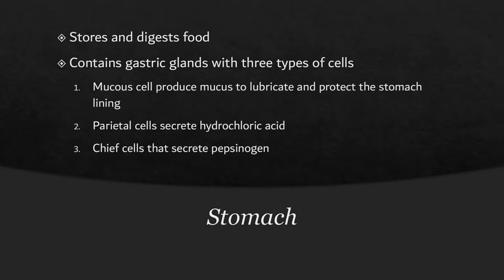The stomach stores and digests food. It contains gastric glands that have 3 types of cells. The first type of cell is the mucus cell. It produces mucus to lubricate and protect the stomach lining. The next type of cell is parietal cells. These cells secrete hydrochloric acid. The third type of cell is the chief cell. Chief cells create pepsinogen.